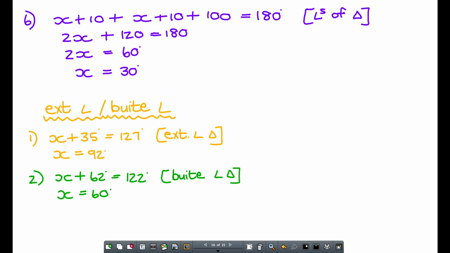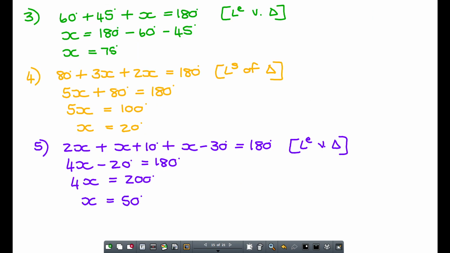Okay, so at number 6, only 2 of the 3 angles were given. But the angle that was left out, we can see that that should be x plus 10, yeah? Okay. Tell me when you're done.